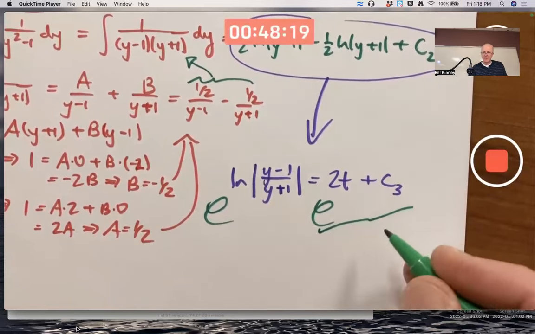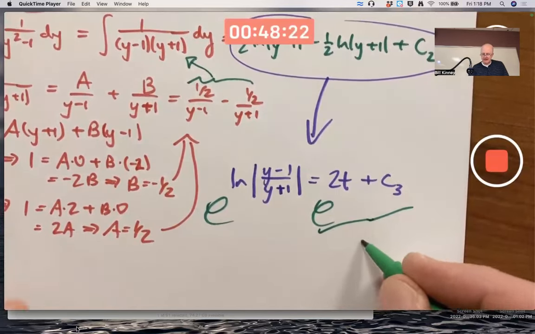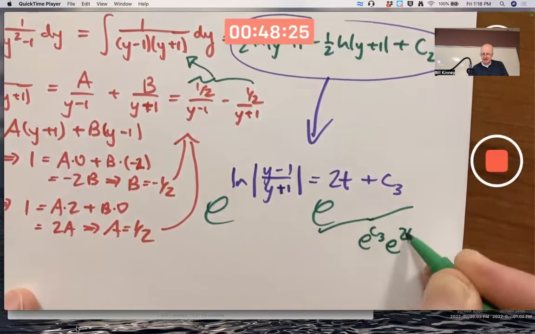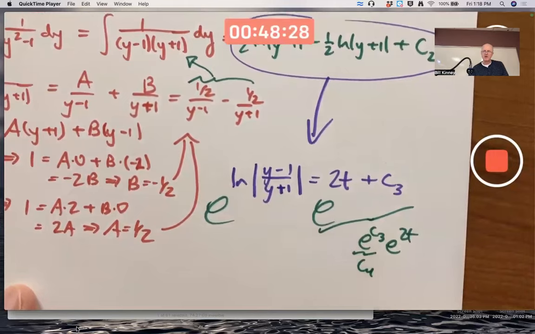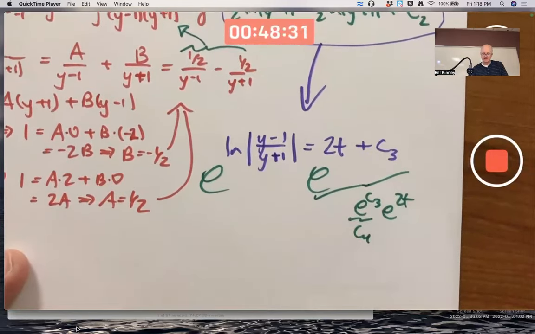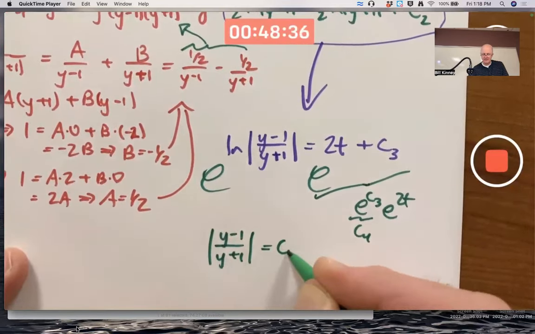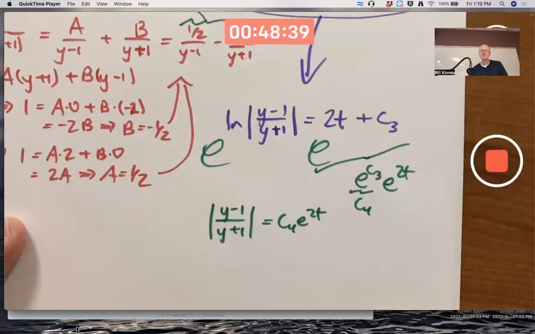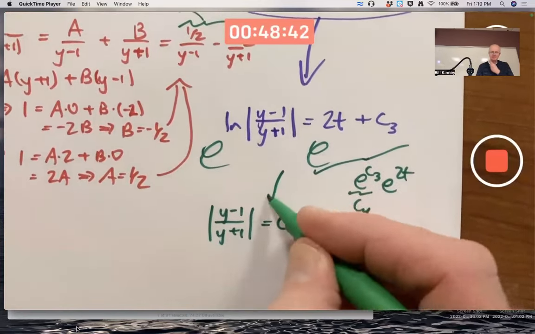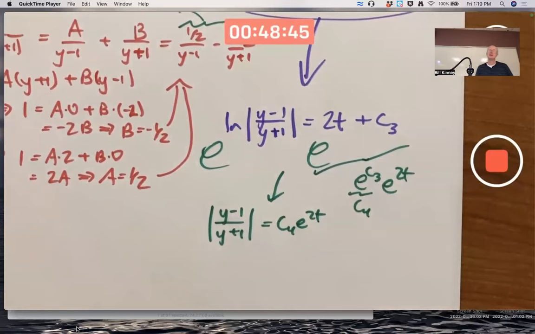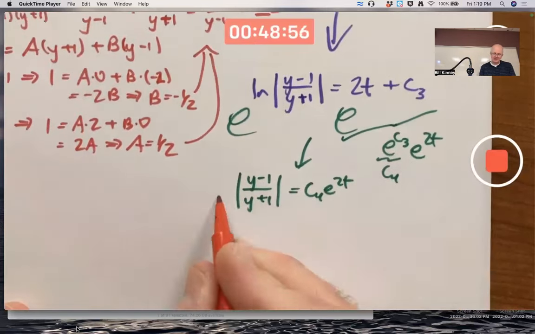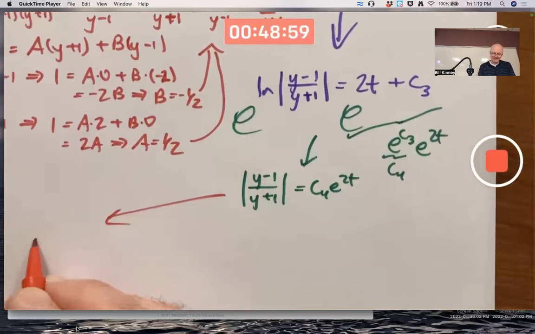And with this, I could write that as e to the C3 times e to the 2t. And maybe I should call that a C4. In other words, absolute value of y minus 1 over y plus 1 equals C4 e to the 2t. Getting closer. Boy, that absolute value sign seems like it's kind of a sticking point now. Maybe I should just get rid of it. I'd like to, for certain. Is that okay?